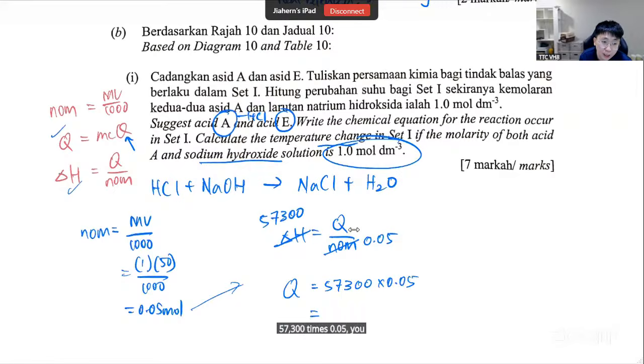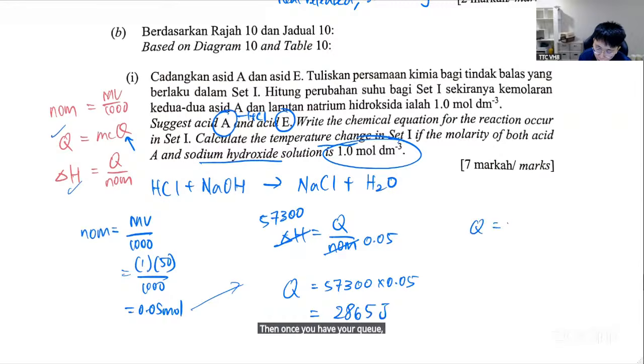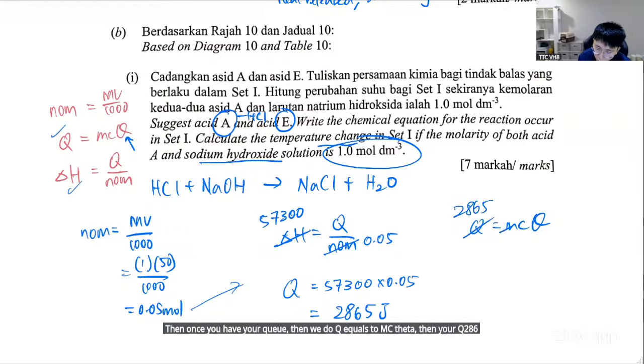You're supposed to get 2865 joule. Then once you have your Q, we do Q equals MCθ. Then your Q is 2865. Your M, right?